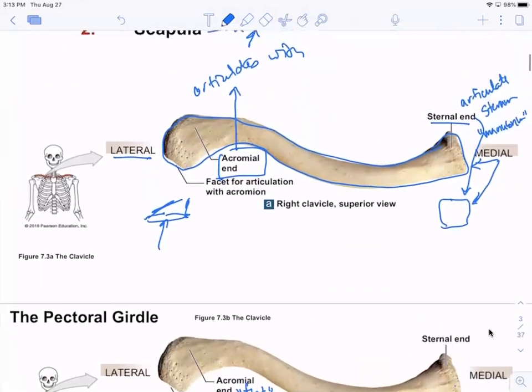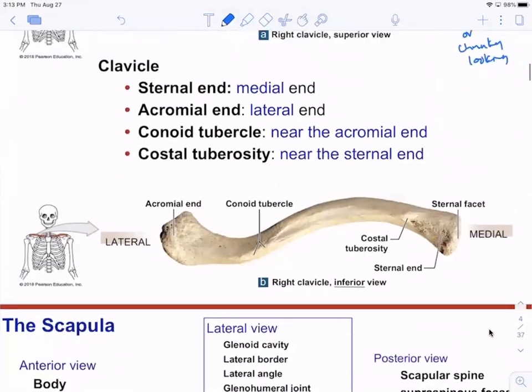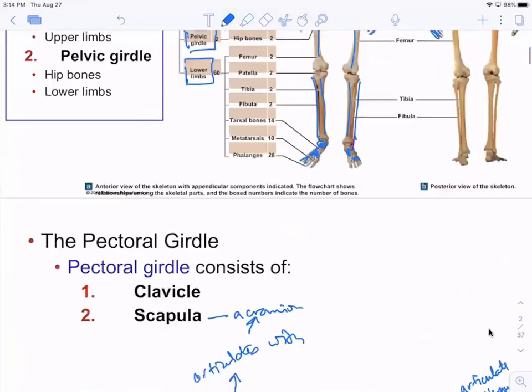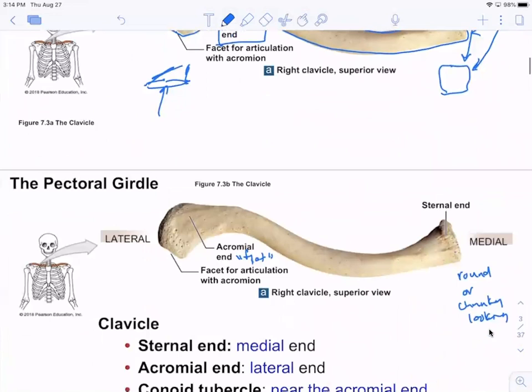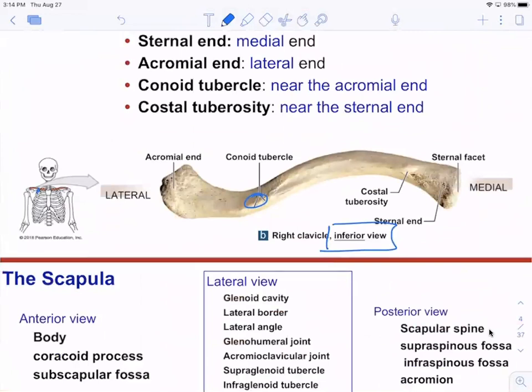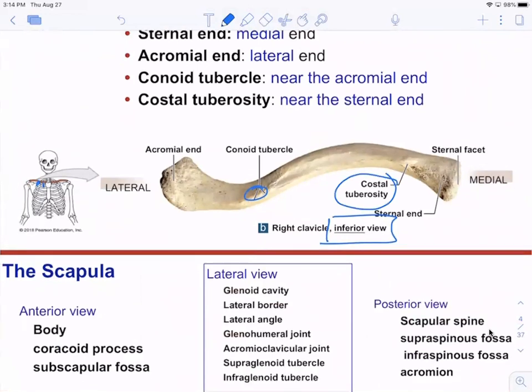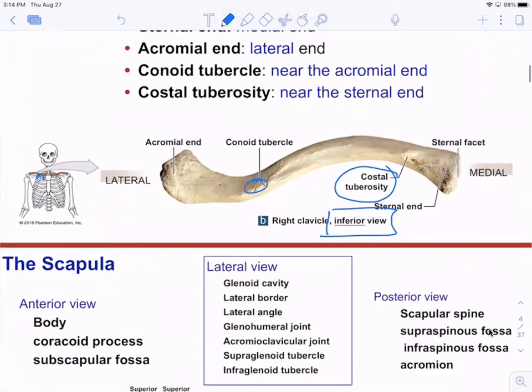There are a few other features on the clavicle. This is the inferior view, or the bottom. You have a little bump here, the conoid tubercle. You can see it because rib 1 is there. So you have a little bump over here that hits that rib. And then you have the costal tuberosity. It also is over here hitting that rib. So they're just little bumps on the inferior side.